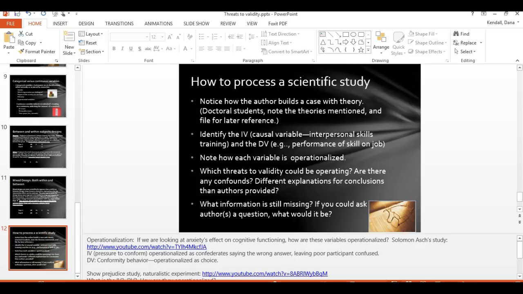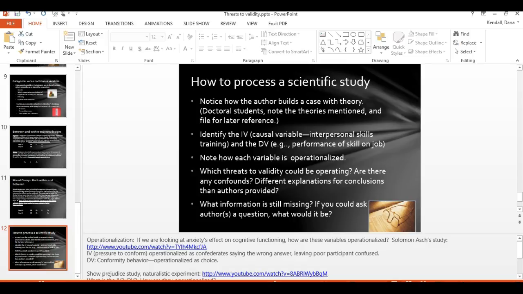Especially for doctoral students, note the theories mentioned and file them for later reference when you're studying for comps. Hopefully, my goal for you is that the names will start to look familiar over time. It may not be at that stage quite yet, but soon you'll start to see overlap. You'll start to see social identity theory, for example, Tajfel, popping up more. You'll start to see theory of planned behavior more, and maybe stereotype threat and other things. Those pop up over and over again across studies.